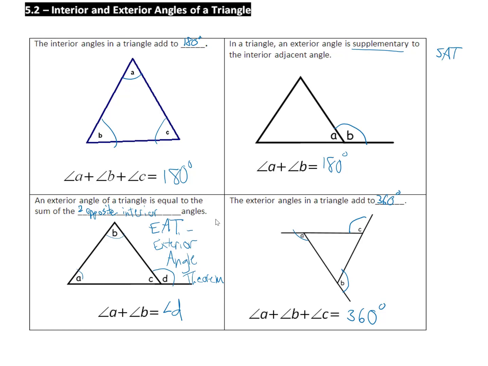This first example, I forgot to mention, is known as the sum of the angles in a triangle theorem, or you could call it SATT for short.